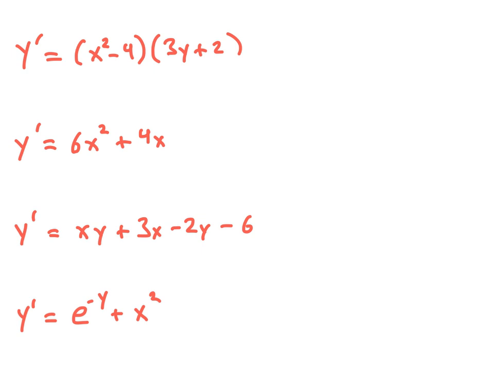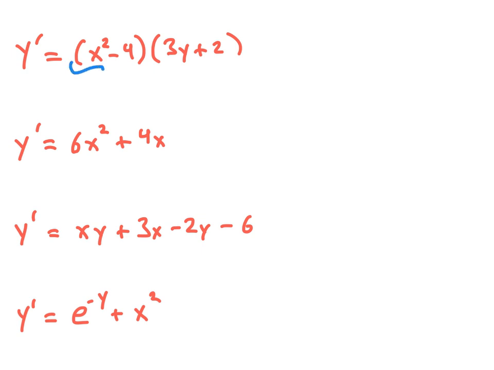Here are 4 examples of differential equations, and we'd like to identify which ones are separable and which ones are not. And for those that are separable, identify the functions f and g from the definition. The first equation, y prime equals the quantity x squared minus 4 multiplied by the quantity 3y plus 2, is already written in the appropriate form that we need to determine separability.